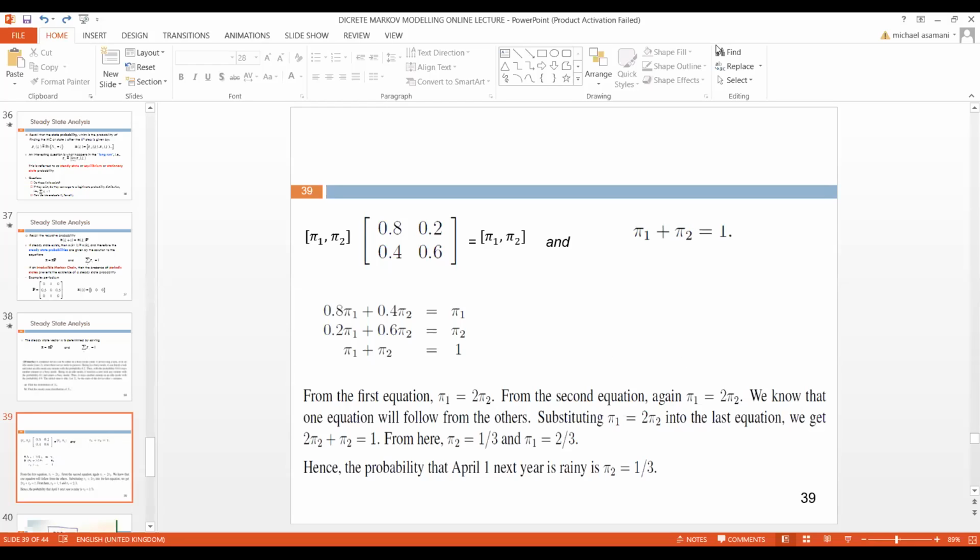Okay. So let's continue from here. It appears you're taking overly long. So when you substitute pi one, which is 1 minus pi 2, let me do this on the board here. It's going to be 0.8, then we have 1 minus pi 2.